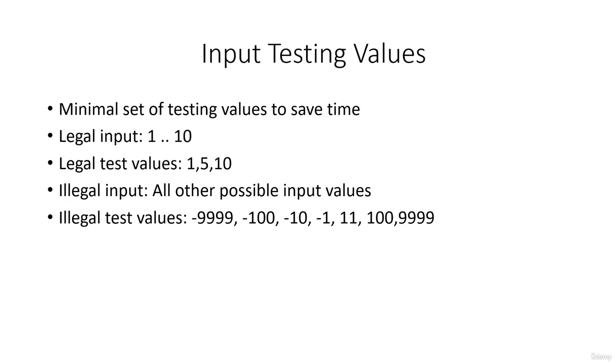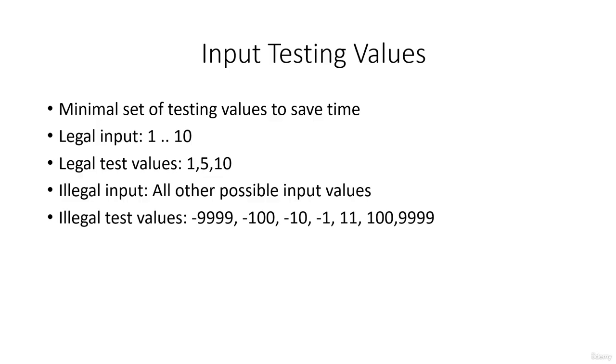Input testing with a large range of input values can be extremely time consuming. Testing can use a minimal set of legal and illegal input values considered the minimum necessary for input testing. For example, to test the proper handling of a numeric input value in the range of 1 to 10, we could use the minimal test set containing numeric values like 1, 5, and 10: the minimum and maximum legal values and an illegal mid-range value.